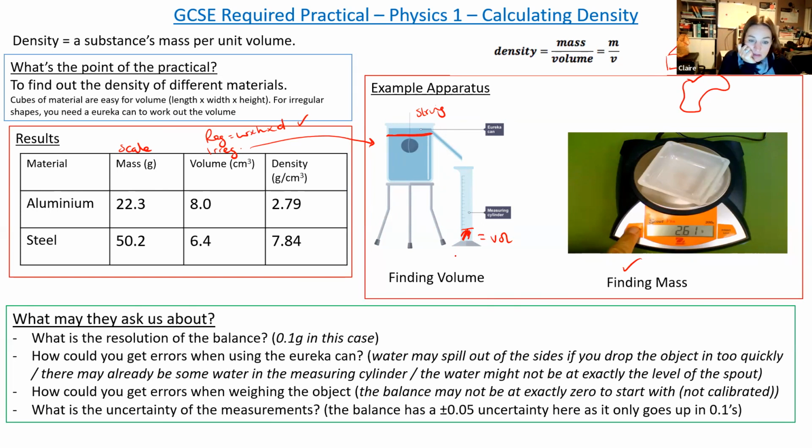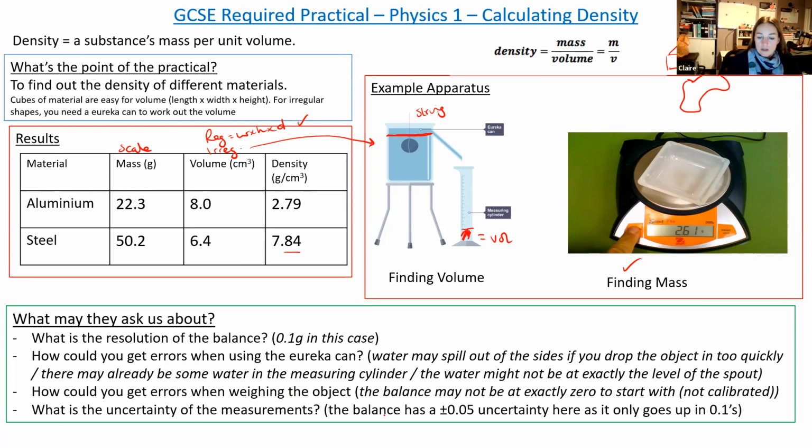Balance, resolution, yeah, that's fine. It's 2 decimal places, that's all fine. How can you get errors? Oh yeah, dropping it too quickly, splashing, you're losing water, you're losing your volumes. How can you get errors when weighing an object? The balance is not set to 0. You've got to make sure that is the case.